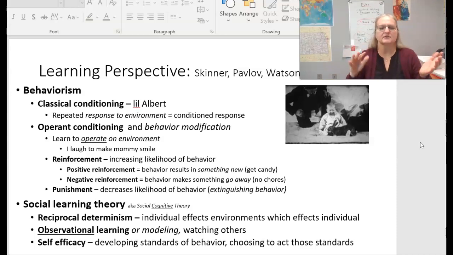So Albert is, I don't know, a few months old. He's the baby of one of Watson's research assistants, and Watson would put Albert on the rug and hand him a white, fluffy animal of some sort. In some images it's a rat, in others it's a bunny rabbit. Whatever. There's a bunny rabbit in that one. And Albert wasn't afraid of this fluffy rabbit. Well, that was the precondition.